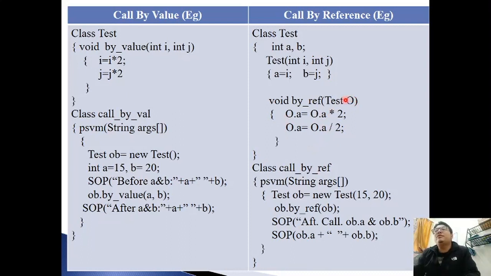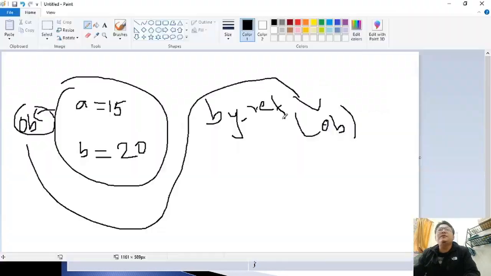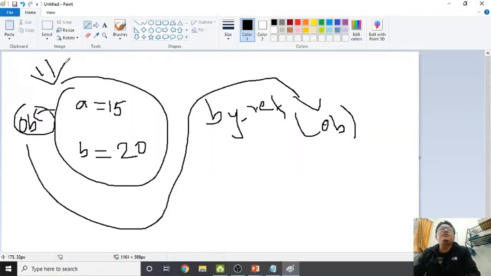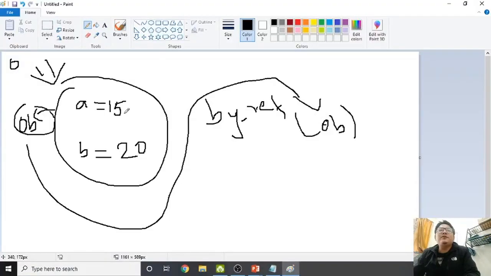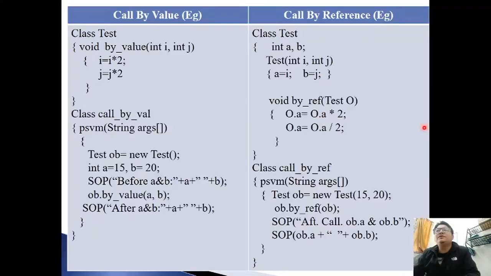So this is my call by reference. The object o is passed over here, so basically ob and o refer to the same location. Now o.a = o.a * 2: update in the same location whatever value is in a, multiplied by 2. Whatever is in a, it's 15, so o.a is 15, that is this. Multiply it by 2 and update it in the same location. So 30 will be the updated value, and similarly you can perform division.